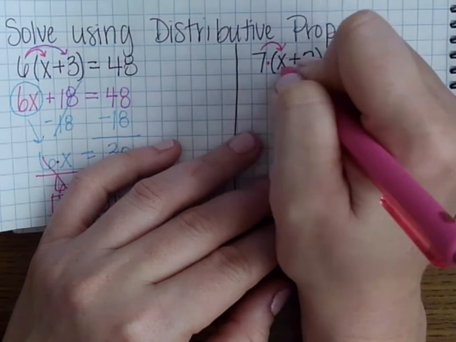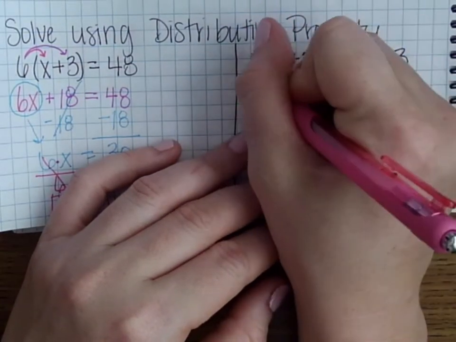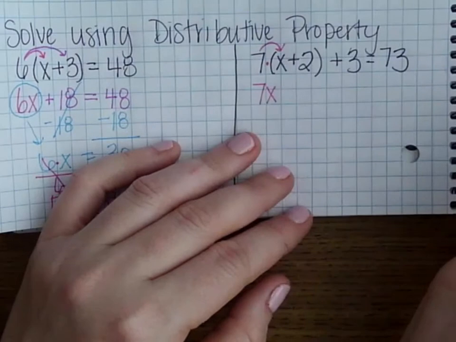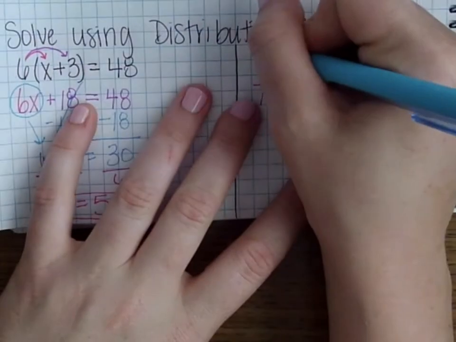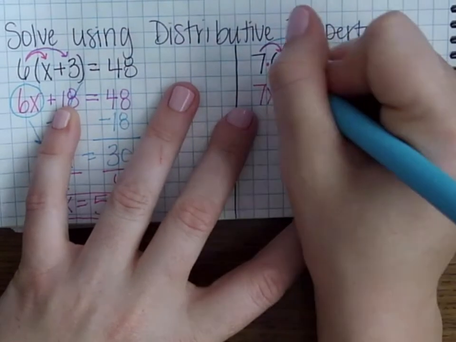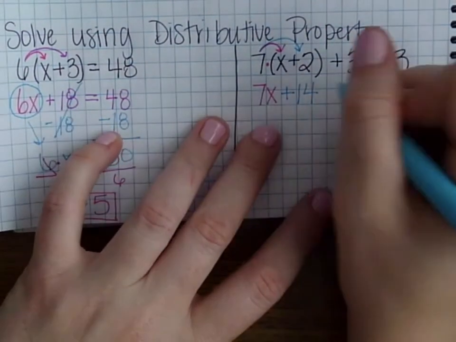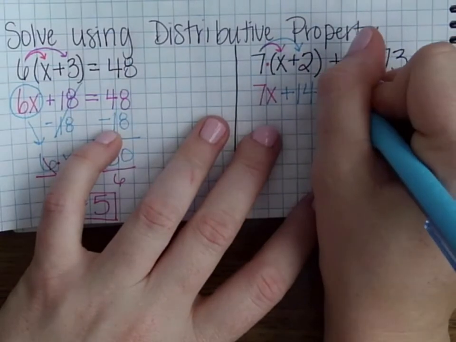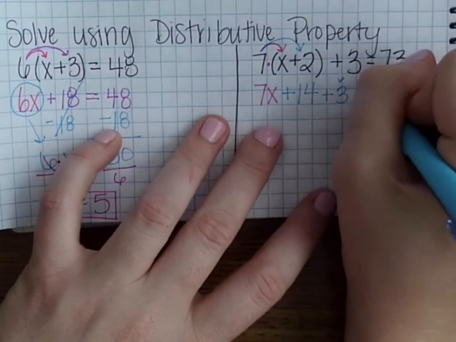Again, it's 7 times x, which is 7x. Then I have 7 times 2, bring down the plus sign. 7 times 2 is 14. And then bring down the plus 3 equals 73.